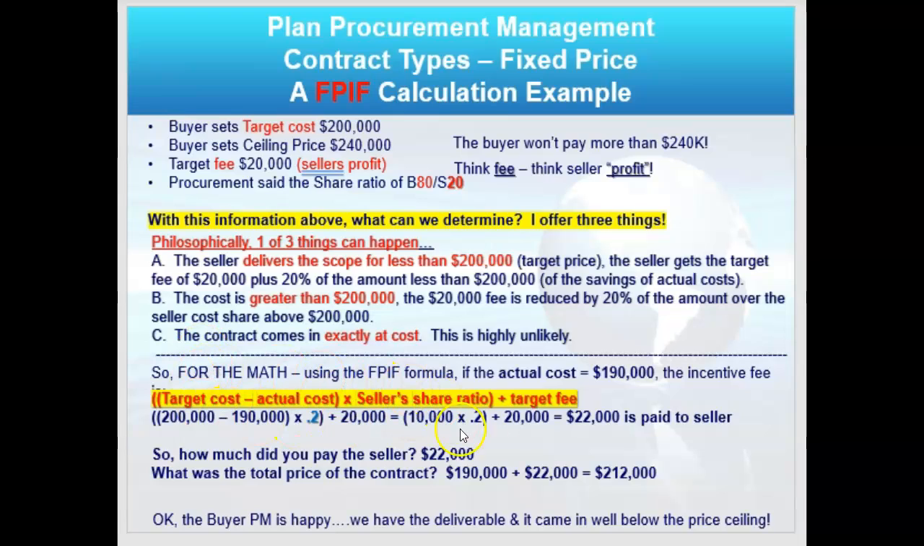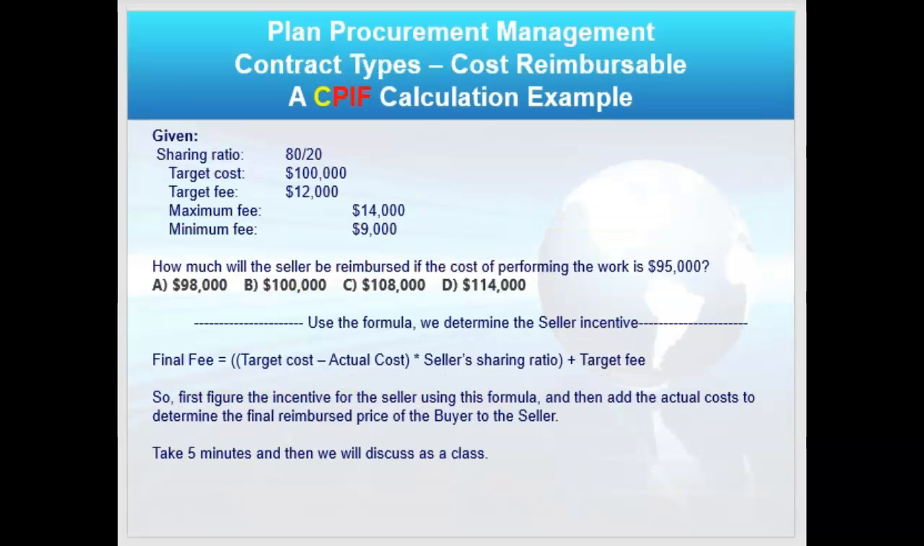So in the end, you can use this formula that I explained: the target cost minus actual cost, all of that times the seller share ratio, which is 20% or 0.2, plus their target fee. Okay, feel free to work the math on that before you look at the bottom line answer. You will see that on the exam.